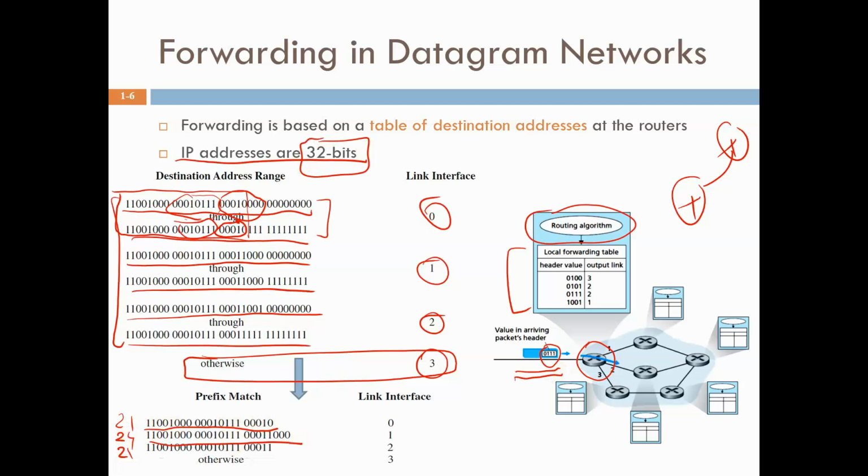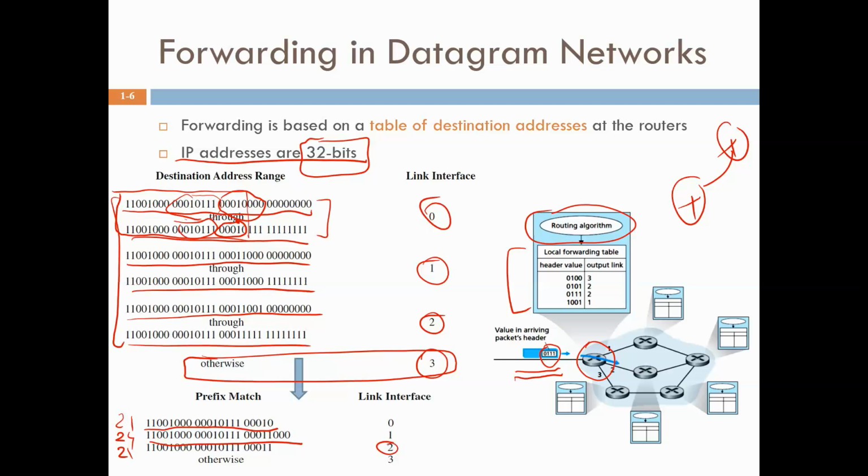When do I use the second entry? When the first 24 bits of the destination IP address in the received packet are the same as this entry. When do I use the third entry, meaning when do I put the packet on link interface 2? If the first 21 bits in the third entry are the same as the first 21 bits in the destination IP address.